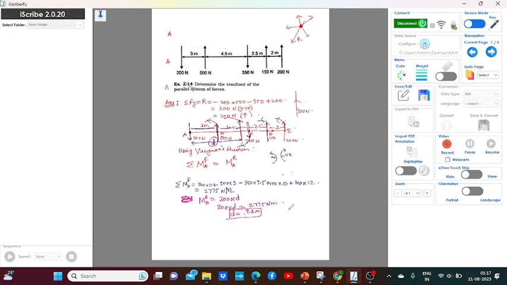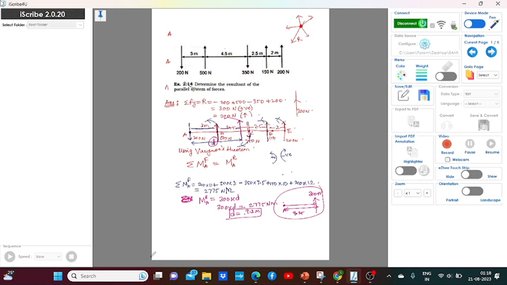So at the end, we can just draw a diagram like this. This is the length, and this is the point A, and at a distance of 9.25, the resultant will act, and the resultant is 300 Newton. This is the perpendicular distance. So this is my answer: the resultant acts at 9.25 meter. Okay, so this is one of the questions of finding the resultant.